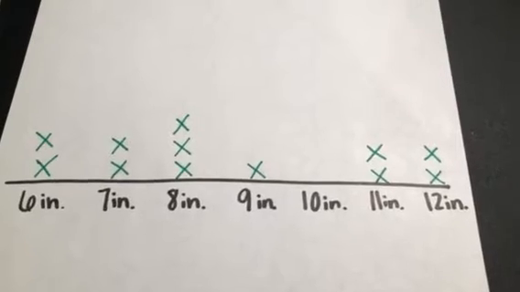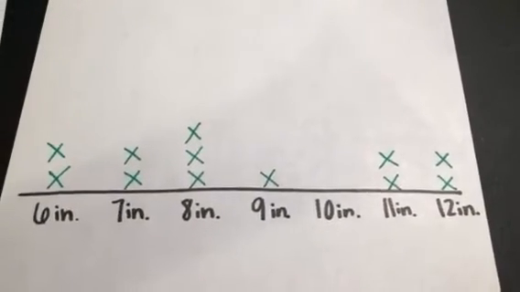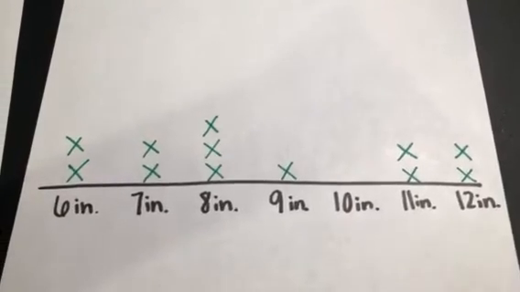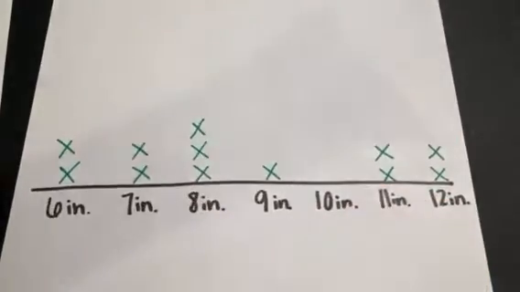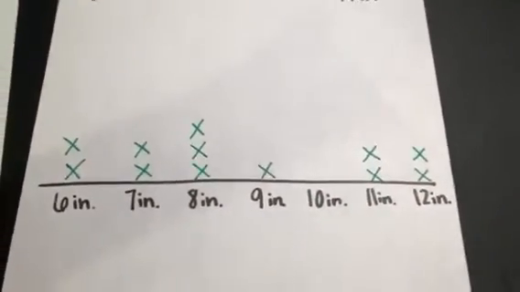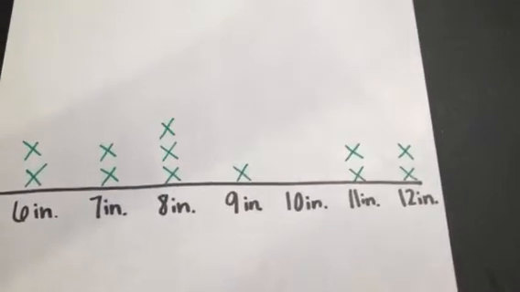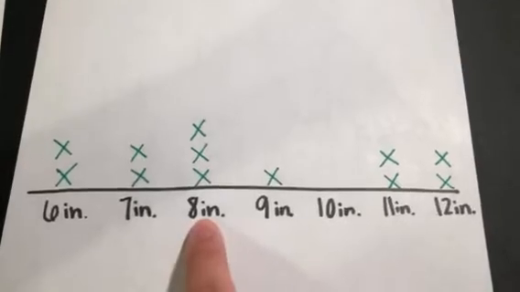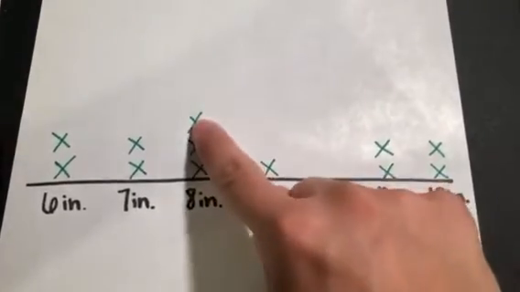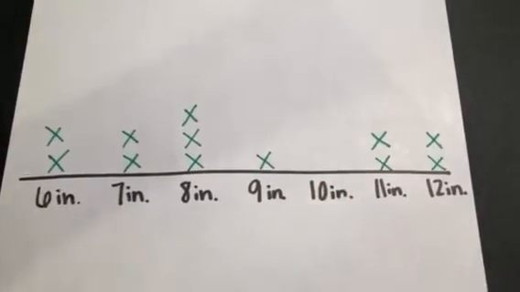The first one says, how many boards are 8 inches long? If you said 3, you're correct. Here's 8 inches. 1, 2, 3 boards. Awesome. The next one says, what length has the most boards? If you said 8 inches, you're correct. It has 3 boards, whereas the rest only have 2 or 1 or none.